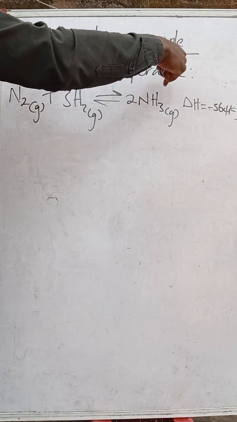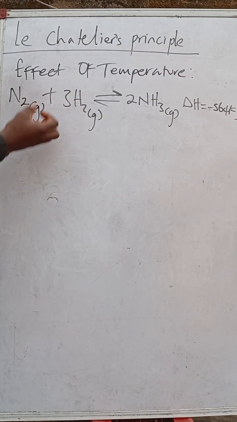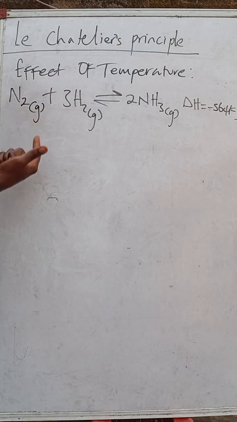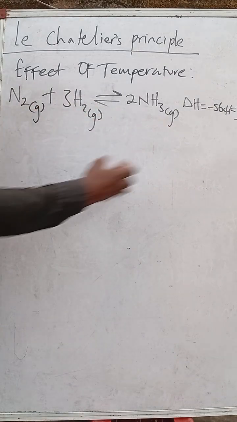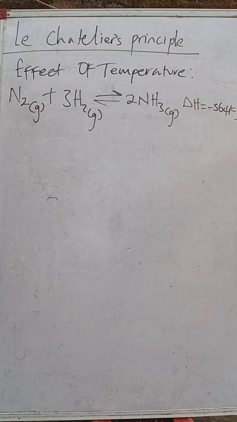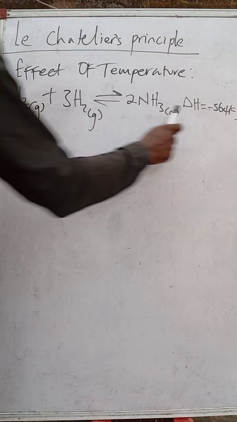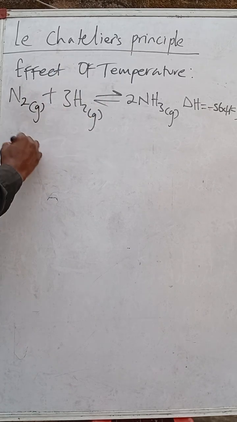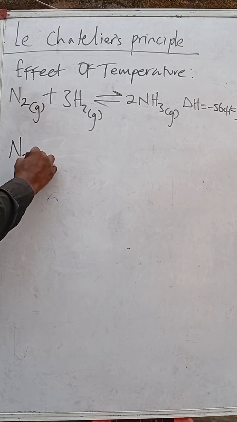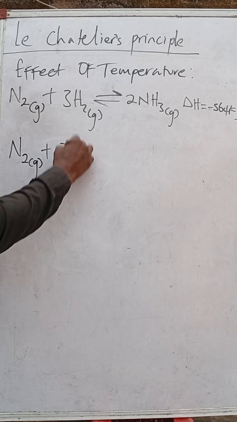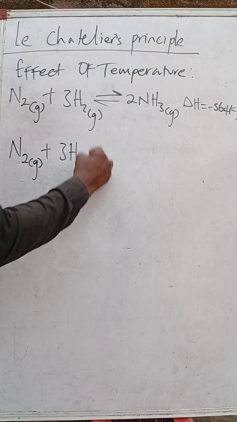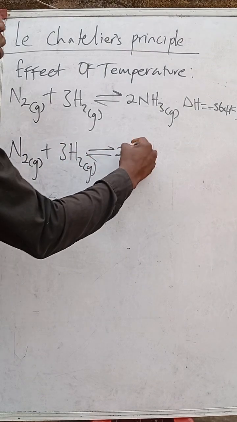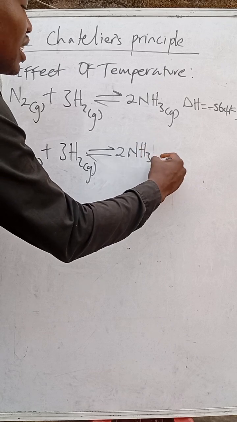So if I add more products, I will produce more reactants. If I add more reactants, I will produce more products. That's how we will treat temperature. Now, for you to be exothermic, it means that you liberate heat. For you to be endothermic, it means that you absorb heat. So, I can rewrite this and say N2 gas plus 3H2 gas, in equilibrium, gives me 2NH3 gas.